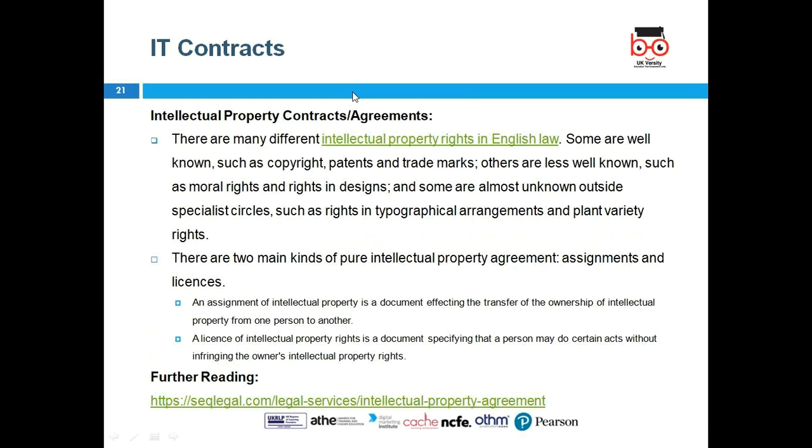Then intellectual property contracts, agreements. Like we explained earlier, intellectual property rights include copyright, patents, and trademarks. If you wanted to allow someone to use your work, then you could do it via a trademark or copyright, and under that contract, basically, you should be able to do it, isn't it?